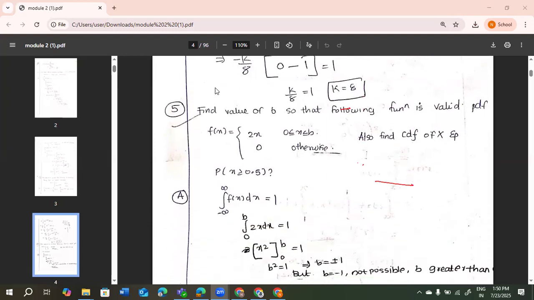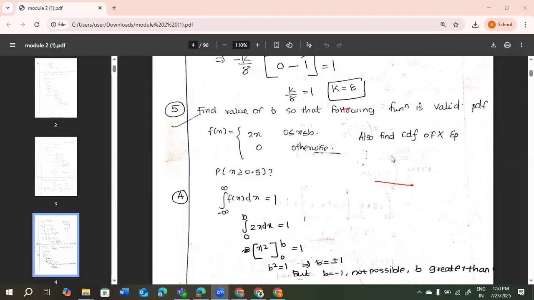Okay. Next, let us move to the next question, that is the fifth one. Find the value of b so that the following function is valid. PDF is given. We have to find the CDF, that is the cumulative distribution function, and also P of x greater than or equal to 0.5.